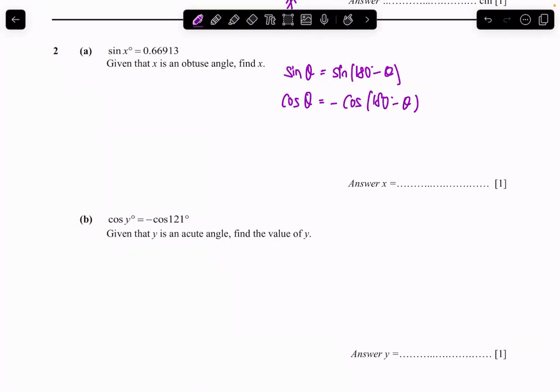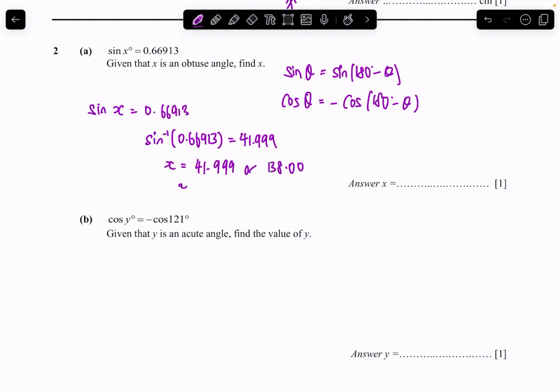Okay, so sin x equals 0.66913. So x equals sin inverse of 0.66913, which equals 41.999. Okay, so x equals 41.999 or 138.00. Okay, so the answer is either 42.0 degrees, which we have to reject because it is an obtuse angle, or 138.0 degrees, 1 degree. Okay, the units for angles.